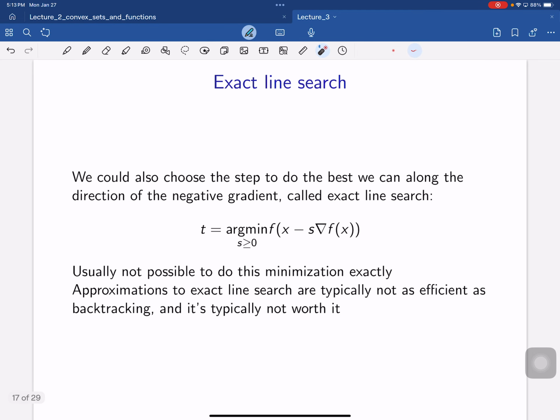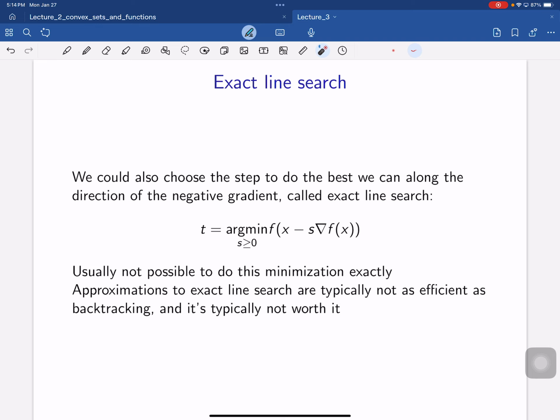There is another method called exact line search. Even backtracking line search is not exact. Exact line search means that when you use this gradient direction, you want to find the exact step size to minimize the function value. Here, you choose step size s greater than or equal to 0 that minimizes this function. This argmin means you pick the s that minimizes this particular function value and take the argument.